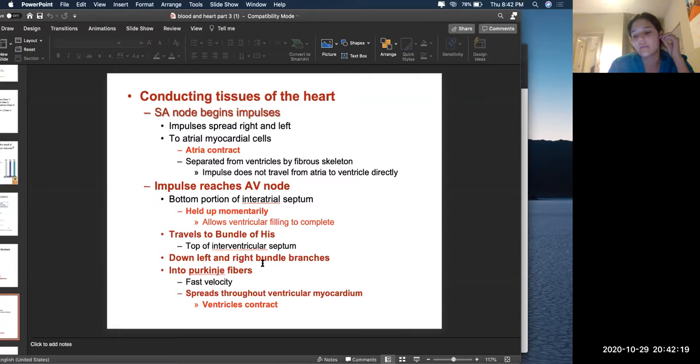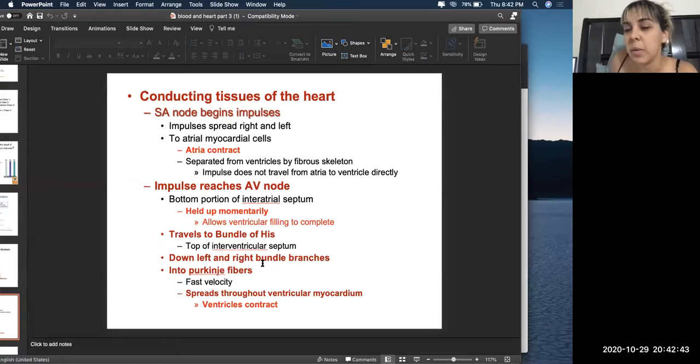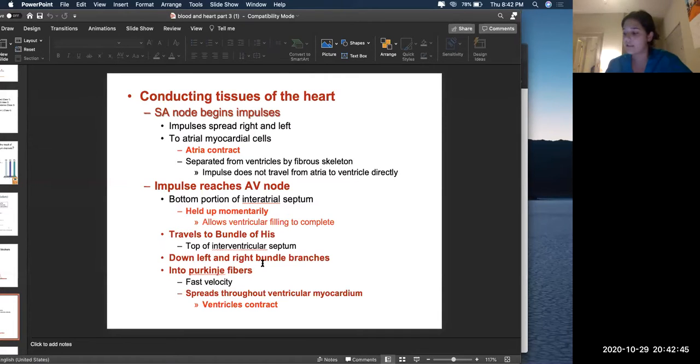The bundle of His is right at the bottom of the interatrial septum. We have the atrial septum, which divides the two atria, and then you have your ventricular septum. Just remember that the bundle of His is right there at the bottom of the septum that divides both atria. It's like a little bundle, and then it branches off. I don't think he's going to ask us anything that specific, but it's good to know, so you can picture it in your head.